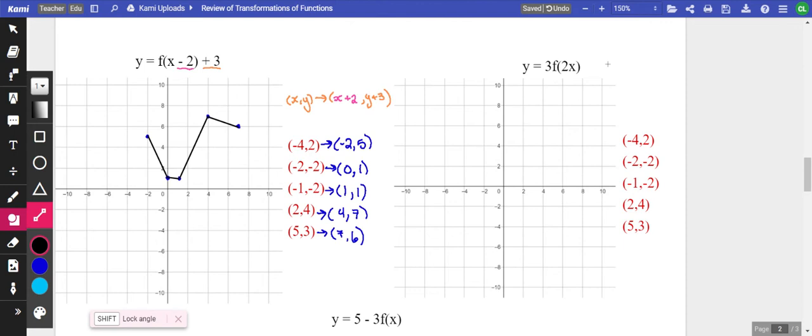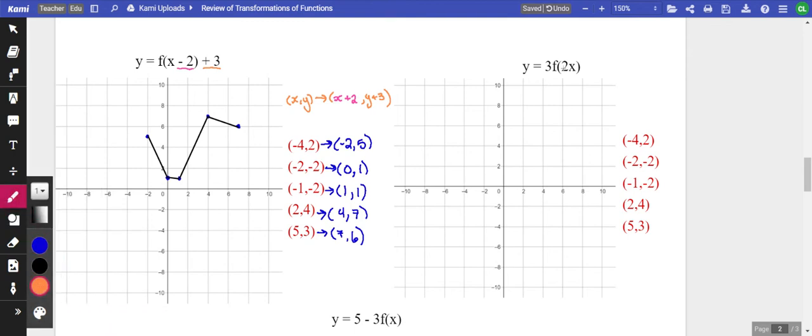Now we're going to do that exact same thing with a stretch and compress this time. So you can see here, I'm outside my function. When I'm outside my function, that means I am changing my y value. So this means I need to take all of my y values and I need to triple them. So again, on my parent function, it was x, y. But now this transformation says triple those values of y. So instead of y, I'm going to actually have 3y.